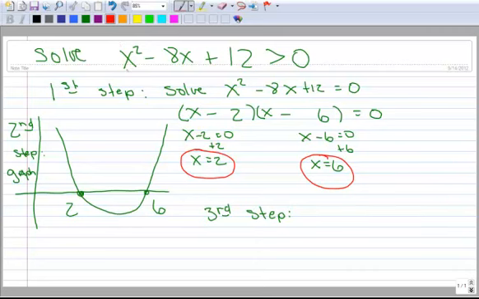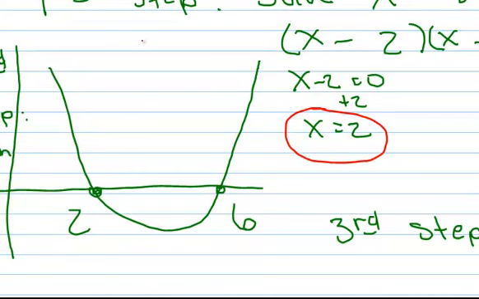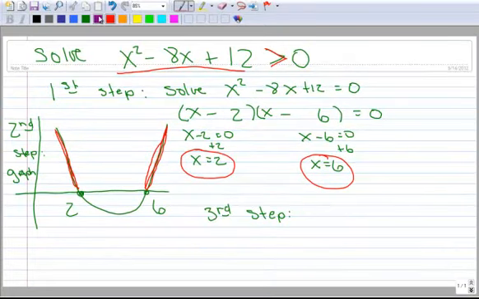So let's go back to the original inequality. This says, when is the quadratic greater than 0? Well, it's greater than 0 for these sections right up here. Shading. So these sections right up there, that's the part of the quadratic that's greater than 0.